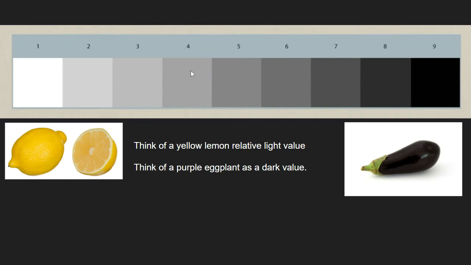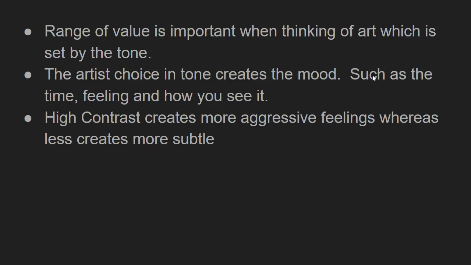Same thing if I said 4, 5, and 6. Those would be considered low contrast. Same thing with 7, 8, and 9. Those are low contrast because they aren't very different from each other. The range of value is important when you're thinking of art because it helps set the tone. Just like writers in literature choose what words to help set the tone or the mood of their stories, you can do the same thing as an artist by using the different values.